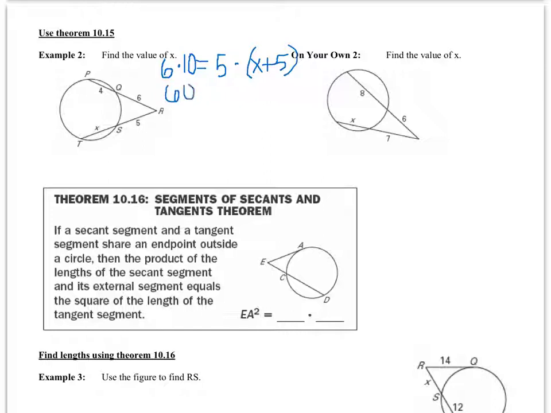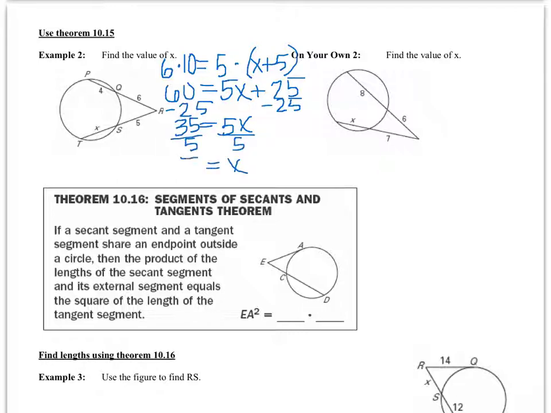So this is 60 equals, let's distribute, 5x plus 25. If we subtract 25 from both sides, we have 5x equals 35. Divide both sides by 5, and x equals 7. The question said find the value of x, so we are all set right there.